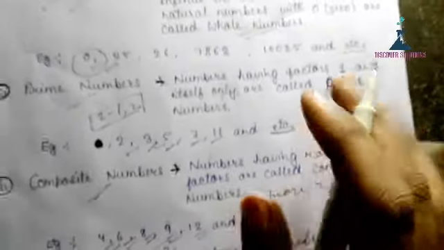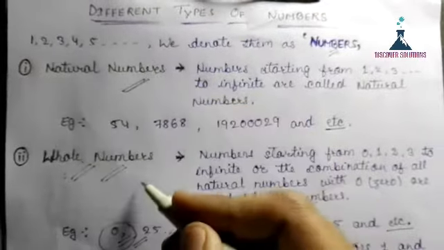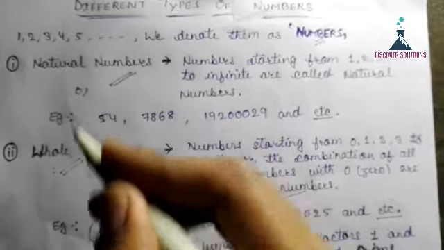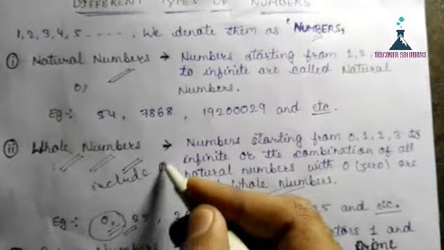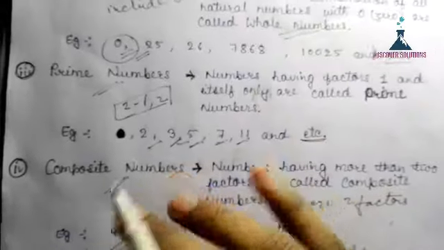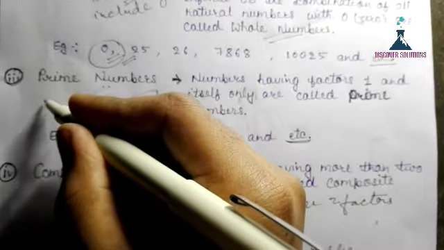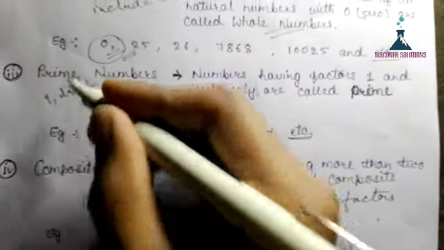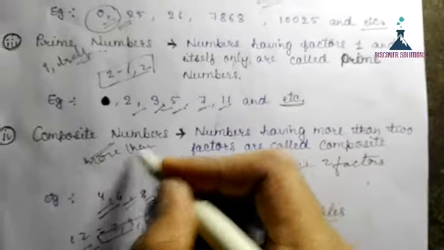So friends, here you can observe the basic difference between natural numbers and whole numbers: natural numbers do not include 0, but whole numbers include 0. And the basic difference between prime and composite numbers is that a prime number has only two factors, that is 1 and itself, but a composite number has more than two factors.